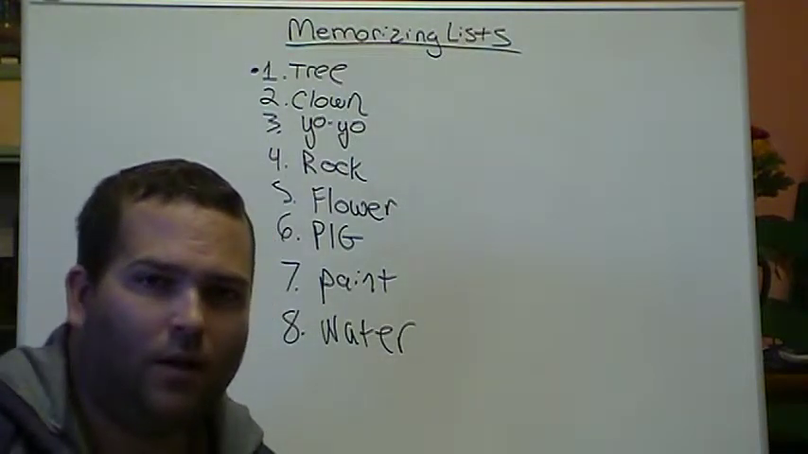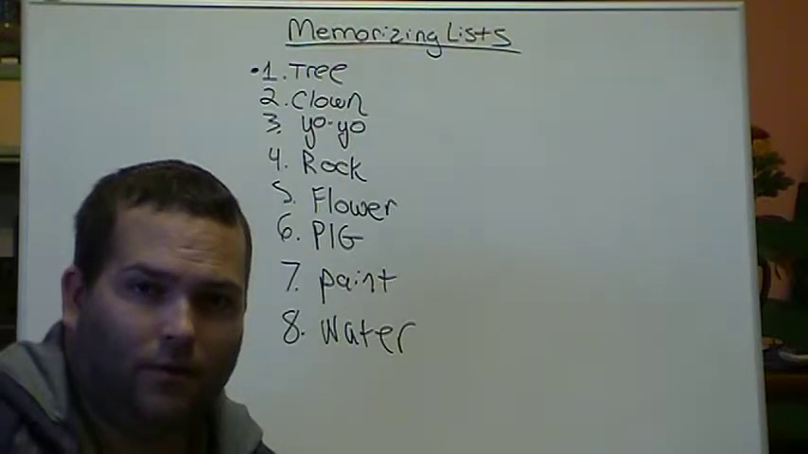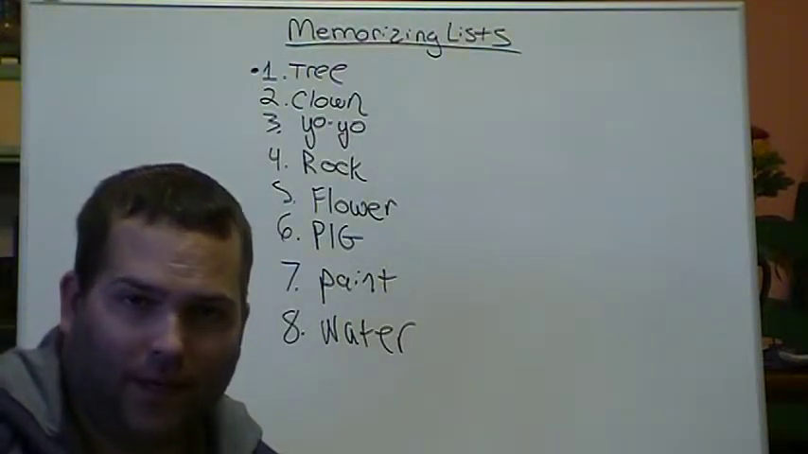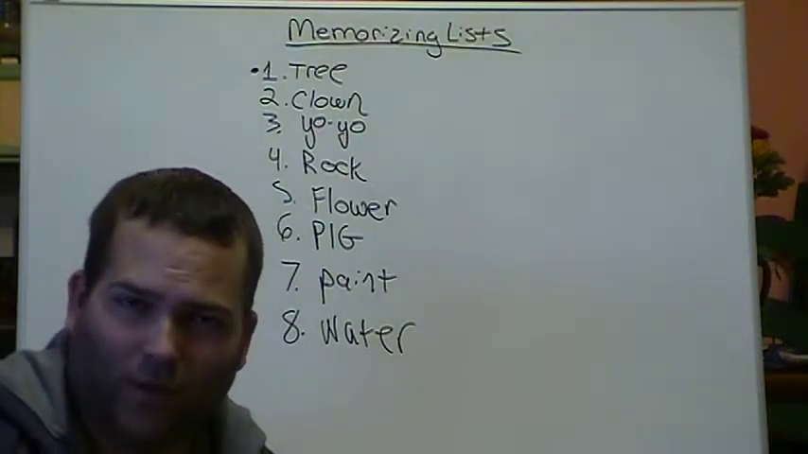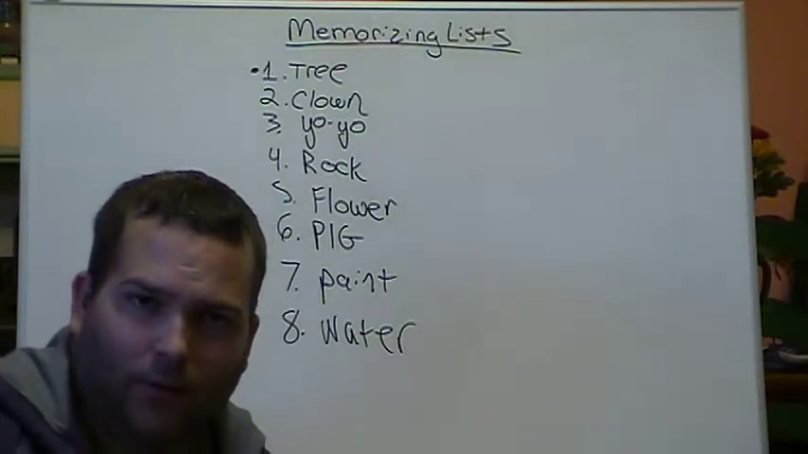And what's coming out of the rock? A flower. What's coming out of the flower? A pig. What do we do with the pig? Pour paint on it. What's after that? We wash the paint off with water.